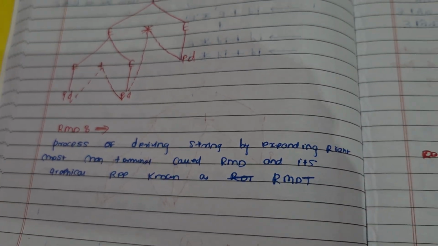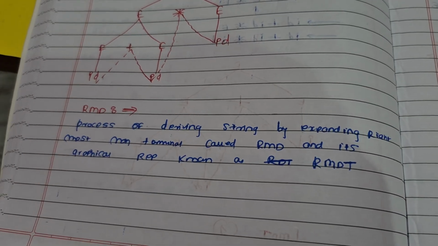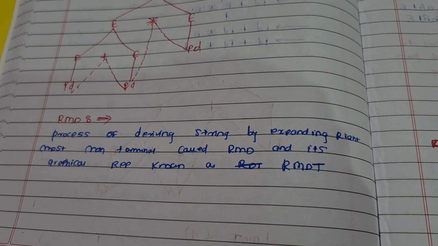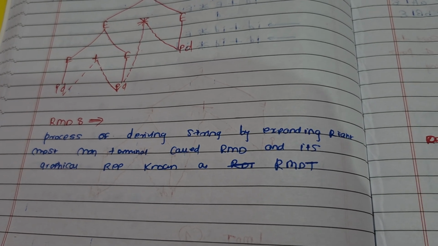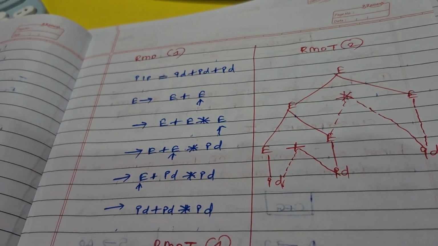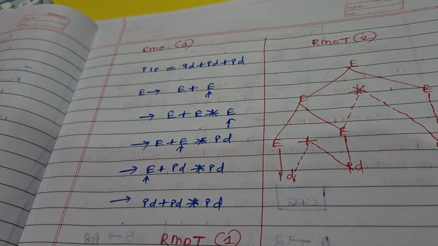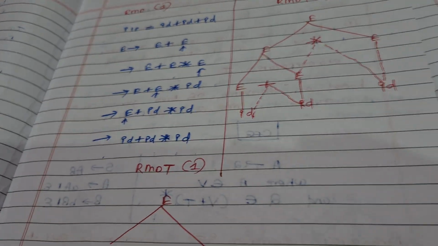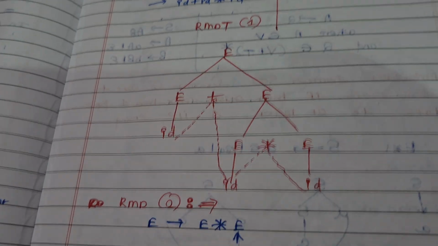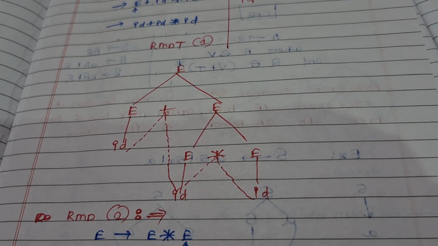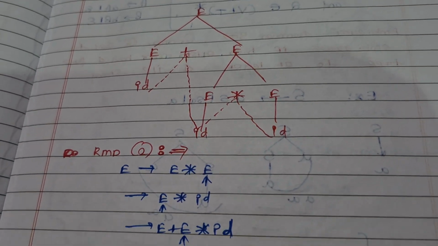Then there's RMD, the process of deriving a string by expanding the rightmost non-terminal, and its graphical representation is RMDT. You can see this is the RMD, id plus id plus id. Then this is the parse tree for RMDT 1. The second is star.